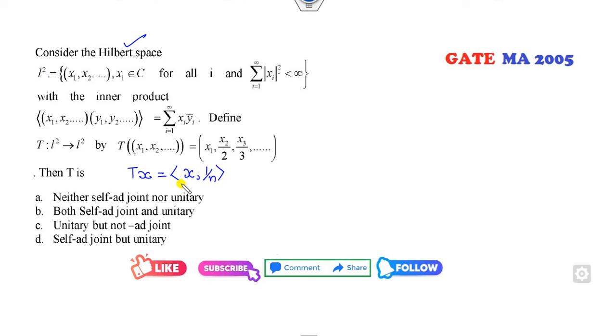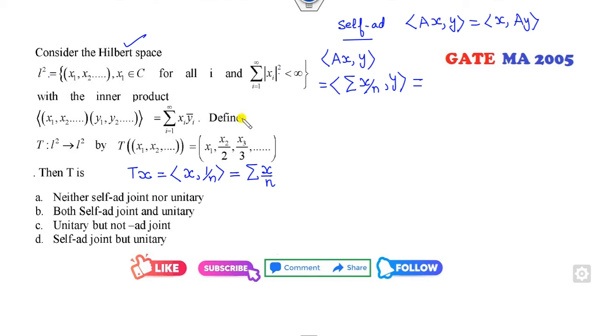Now I think it's very simple. What is the definition of self-adjoint? It is Ax comma y equals x comma Ay. So I can start with the left hand side, Ax comma y. Ax is the summation of x over n, and y stays y. Since it is an inner product, I can apply this definition again, so it's x over n into y conjugate. This summation can again be adjusted here.